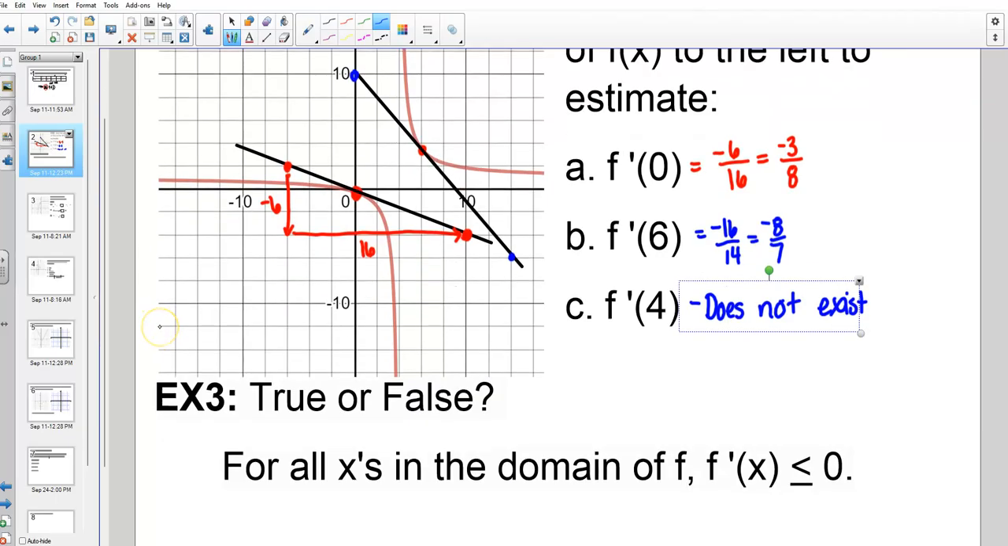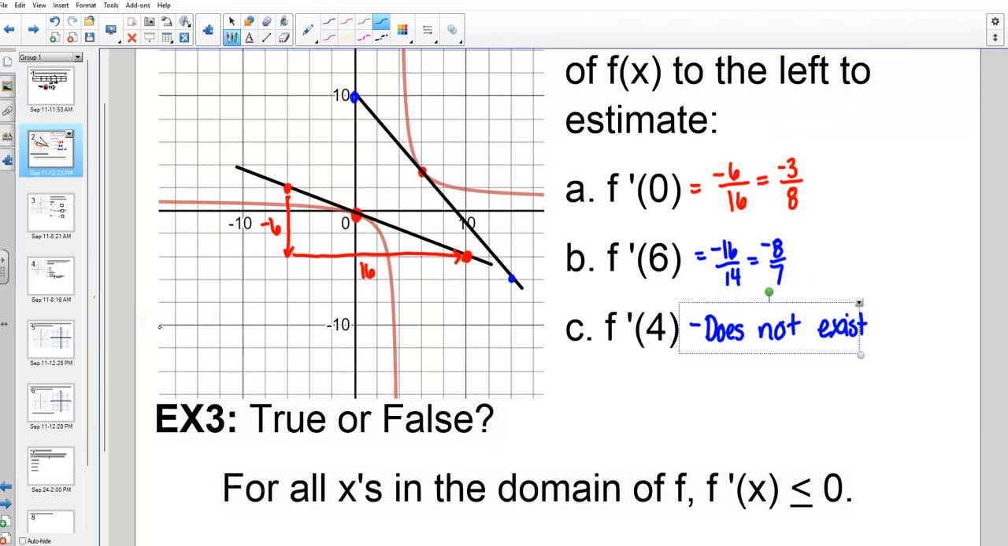Okay. So this says true or false: for all the x's in the domain of f, f prime of x is less than or equal to 0. So what does f prime of x tell us about the graph again? That is the slope of your tangent line. So are the slopes of all my tangent lines going to be negative? Well, there is that point where it does not exist.